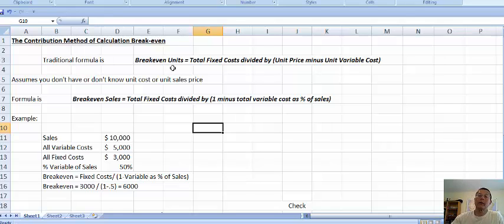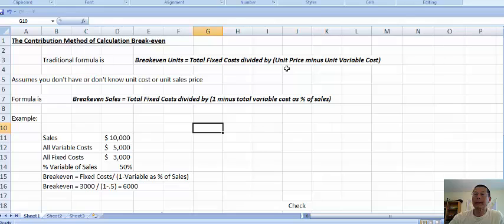So the traditional formula is break-even units is equal to the total fixed cost divided by the difference between unit price and unit variable cost. This is a great methodology for a manufacturing or production environment. It might be a little bit hard to conceptualize for service industries. Can be, but it might be a little bit harder. Or you might not have the data available.